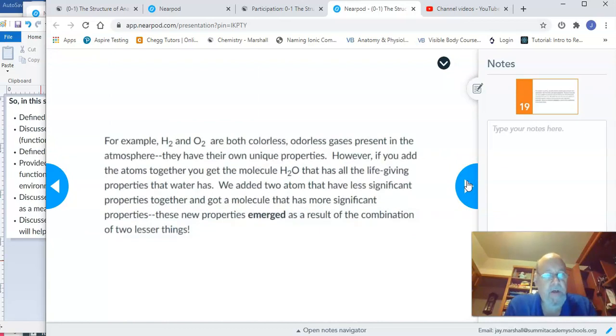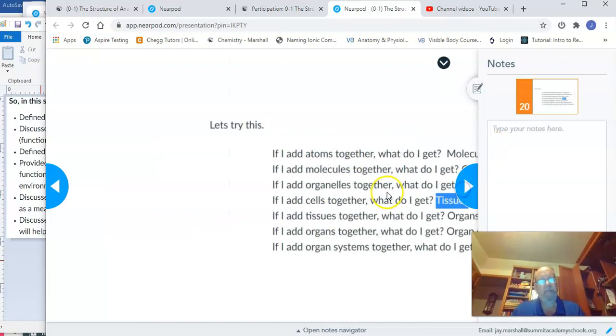So, for example, hydrogen and oxygen are both colorless, odorless gases present in the atmosphere. They have their own unique properties, but they're limited. However, if you add the atoms together, you get the molecule H2O that has all of the life-giving properties that water has. And I'm sure Sperry's told you about all of them. We added 2 atoms that have less significant properties together and got a molecule that has more significant properties. These new properties emerged as a result of the combination of the 2 lesser things.